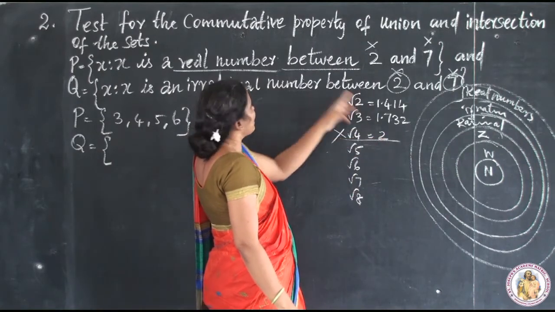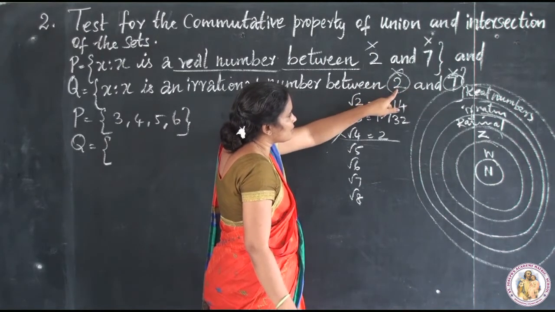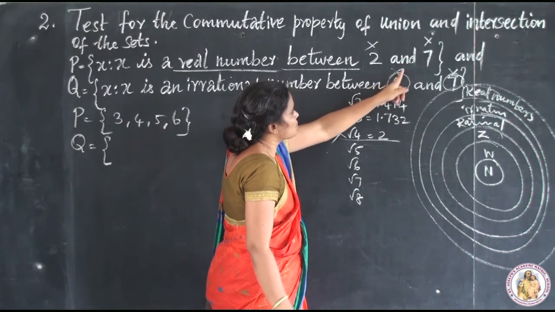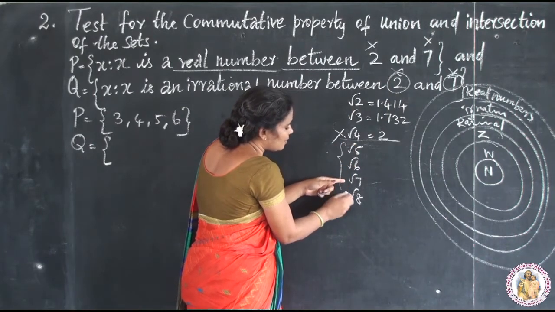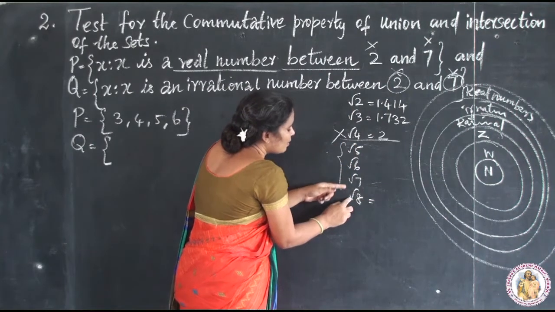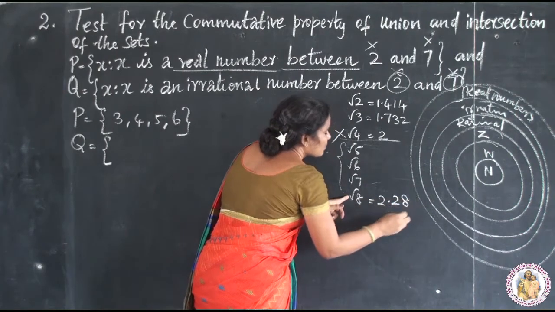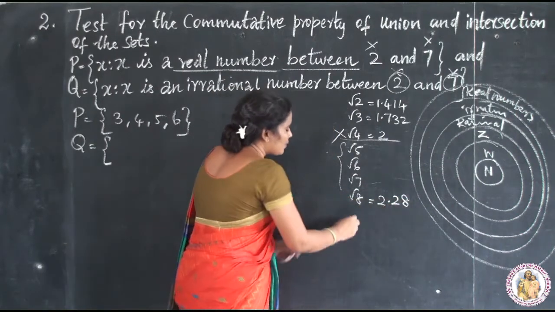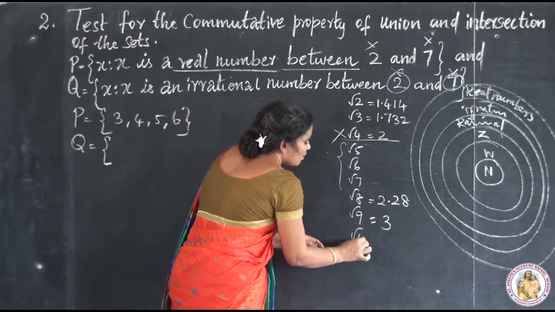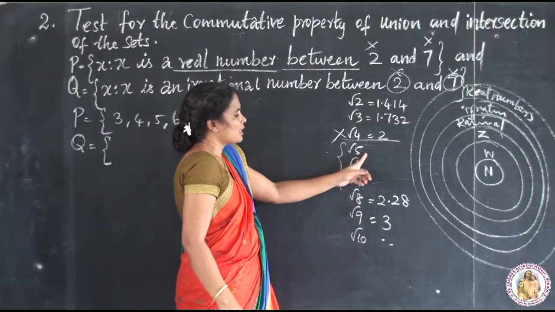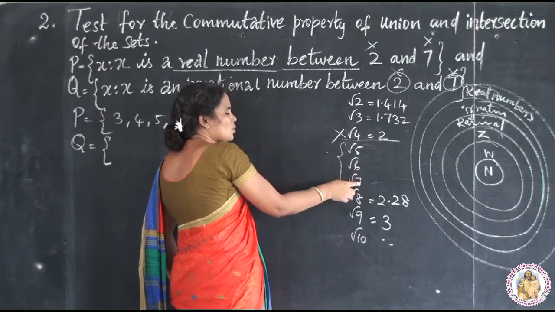Okay. So the irrational numbers start from between 2 and 7. Between 2 and 7, so do not take 2. After 2 take root 5, root 6, root 7, and here for root 8 it is 2.28. Likewise for root 9 it is 3. It goes on. Okay. For example, we will take only root 5, root 6, root 7.